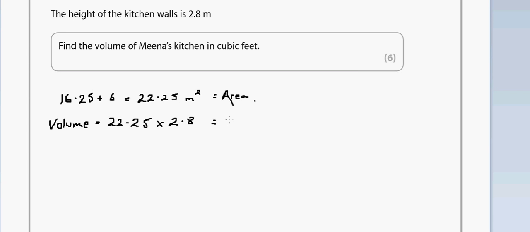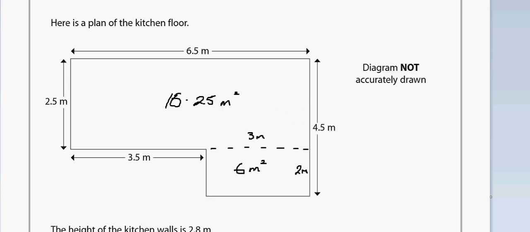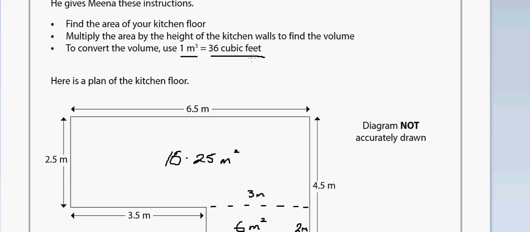So we have 22.25 multiplied by 2.8 gives us 62.3. So we have a volume of 62.3, and remember this is meters cubed because it's three-dimensional, and so that's volume. Okay. Now what we need to do is we need to convert that to cubic feet. Now 1 meter cubed is 36 cubic feet.